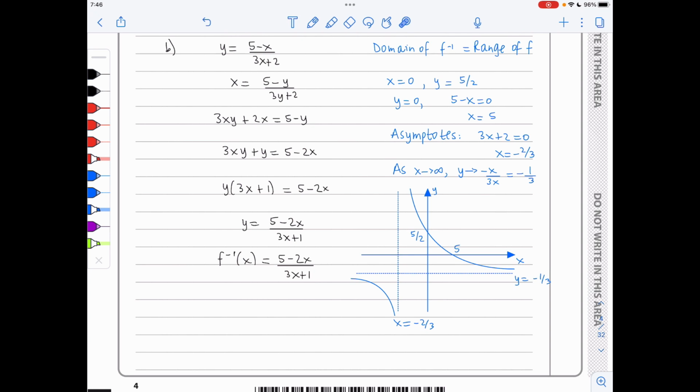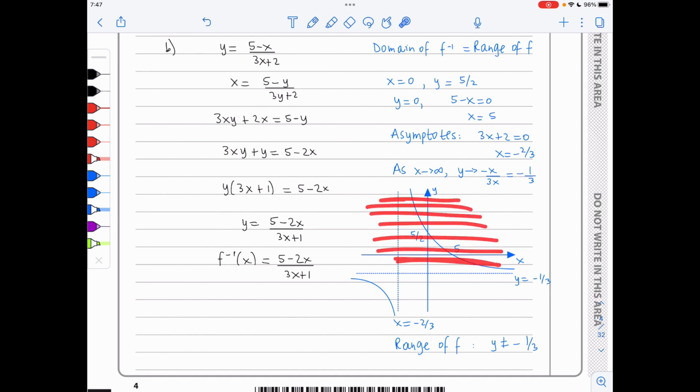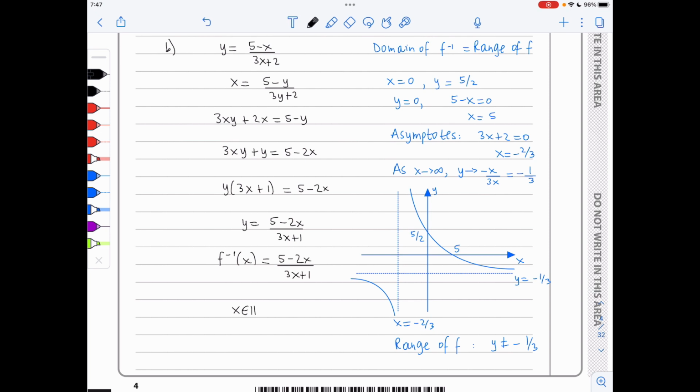So there it is. We've got the horizontal asymptote at y = -1/3, the vertical asymptote at x = -2/3, the cuts on the y and x axes. We see that the range of f is all values of y apart from y = -1/3, because if you look on the y-axis, all the values are attainable apart from -1/3, and therefore the domain of f inverse is everything but -1/3.